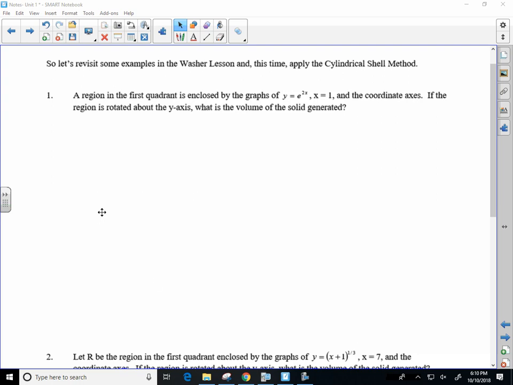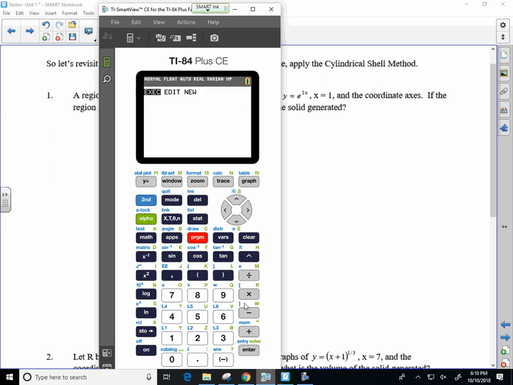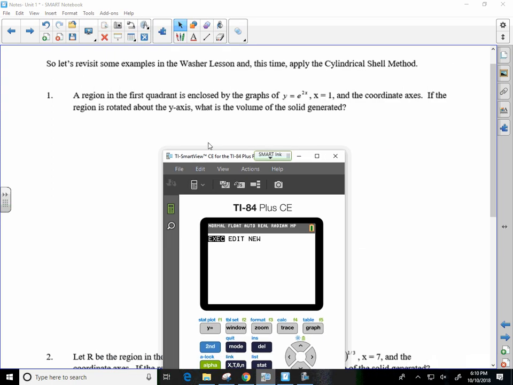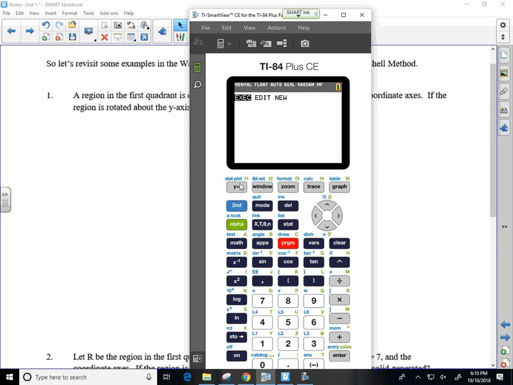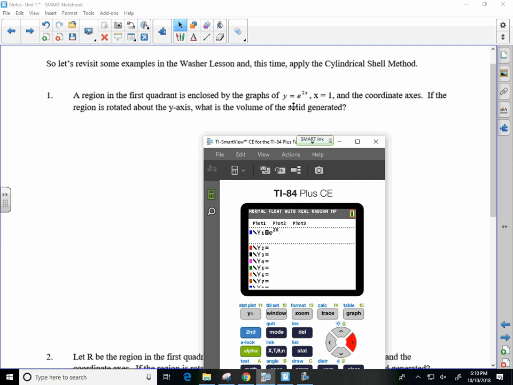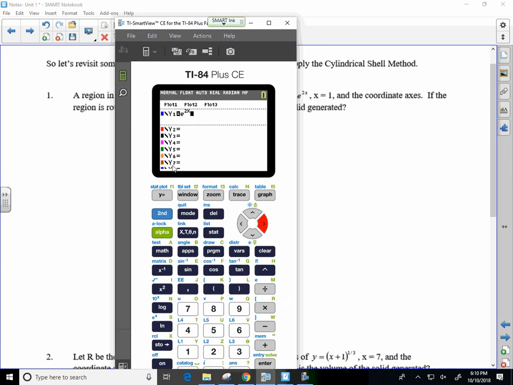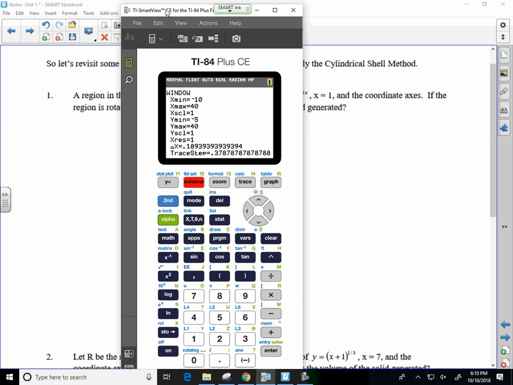I'll create the graph again, mark it up, but I'm going to do it using the calculator. e to the 2x, bounded between the curve x equals 1 and the coordinate axis. So that means in terms of x, that's the furthest I'm going out, x equals 1. So I'm going to go window 0 to 1.